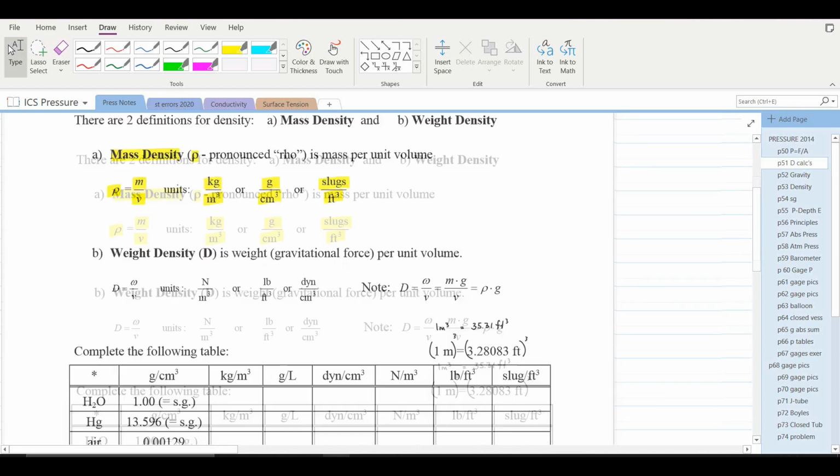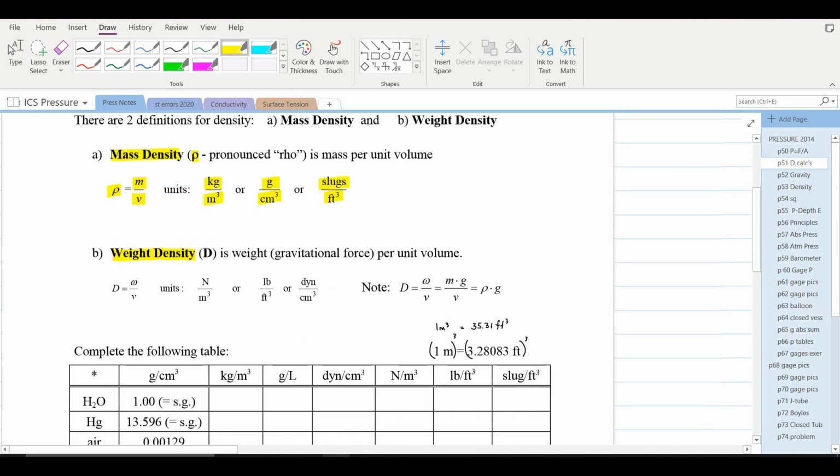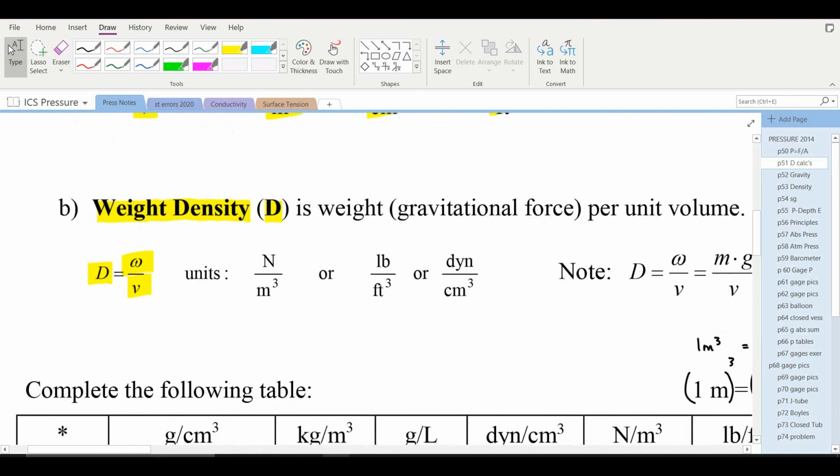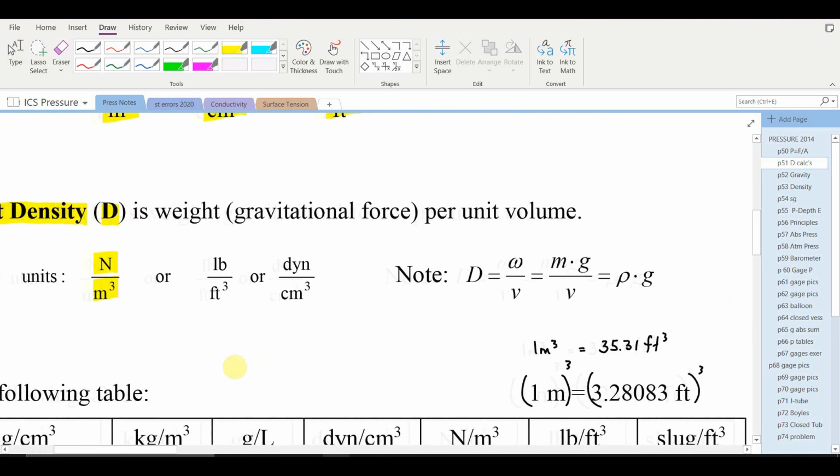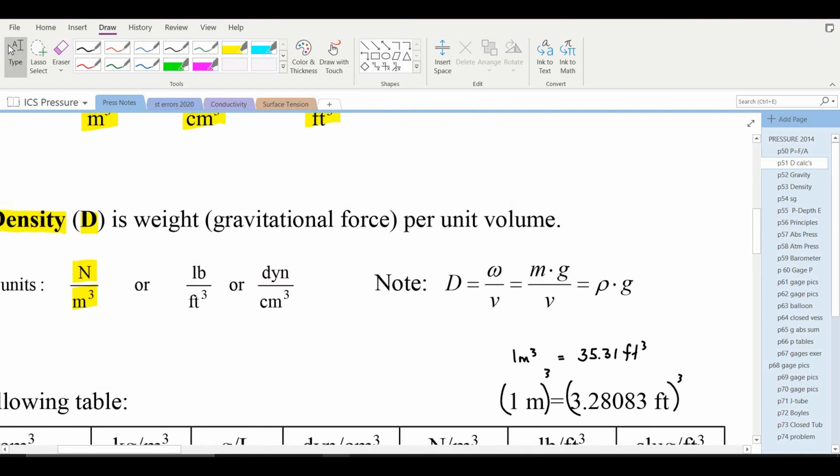We also have a unit called weight density, which commonly uses the symbol capital D. And this is actually weight per unit volume. It'll have the formula D is W over V. In the SI system, the units will be newtons per cubic meter. In the British system, we have pounds per cubic foot. In the CGS system, we'd see dynes per cubic centimeter.